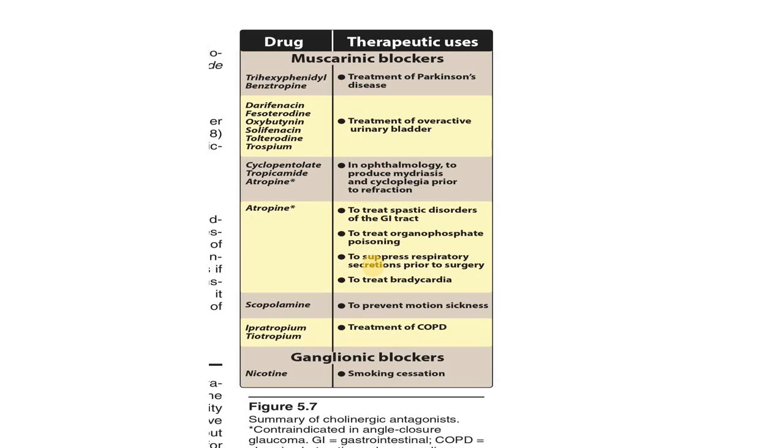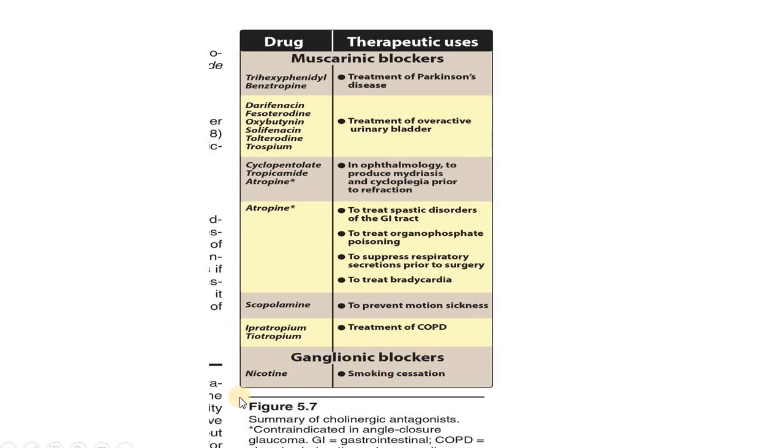Because we have discussed previously, atropine decreases the secretions. So it is used for the suppression of secretions prior to surgery, and to treat bradycardia. Scopolamine prevents motion sickness. Ipratropium and tiotropium are used for the treatment of COPD.